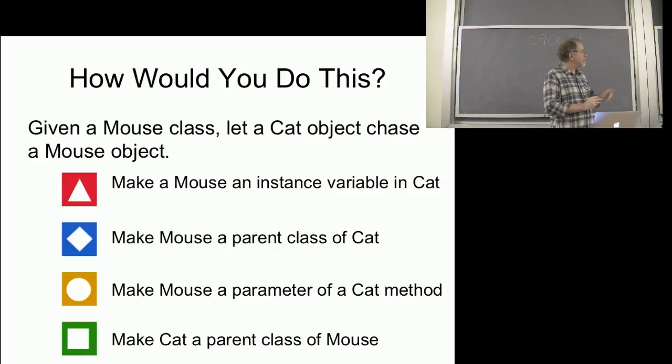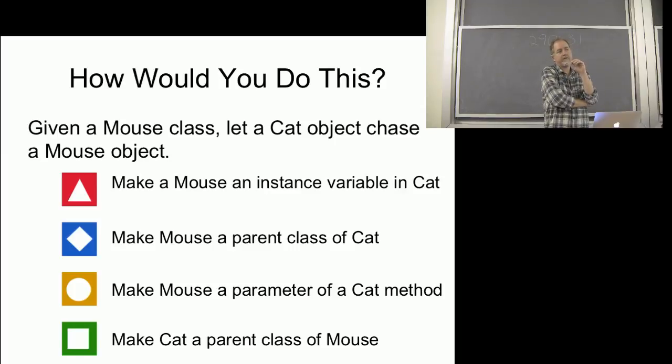So one possibility is making a mouse object, an instance variable in cat. When you say that, what are you saying about the relationship there? What does it mean to make an instance variable in another class? There's a little phrase that should go through your head that we've been talking about. Has a? Yeah, so that would say that a cat has a mouse.